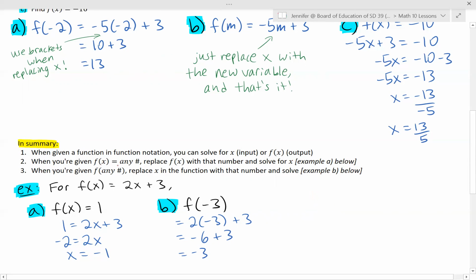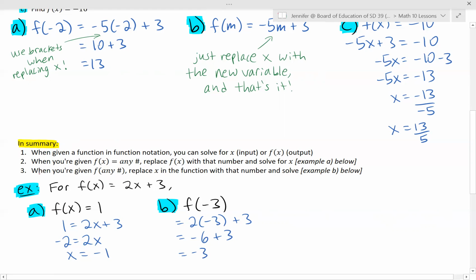If you're given f of x equals any number, like this example here, f of x equals 1, let's say, just replace f of x with that number and solve for x. So we're given that f of x equals 1 for this function here. So we just replace this left side of the equation with 1. Now we have 1 equals 2x plus 3, and we solve like normal to get a value of x equals negative 1.